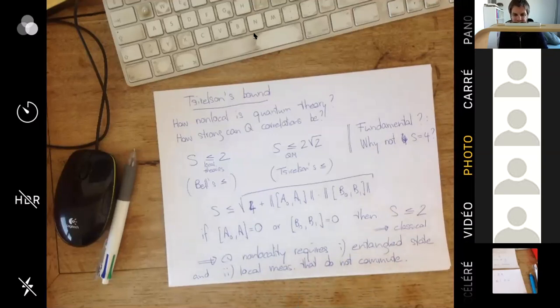Okay, but try to prove it. I mean, if you look at the lecture notes, you have to do a bit of algebra with these operators, but it's pretty simple.